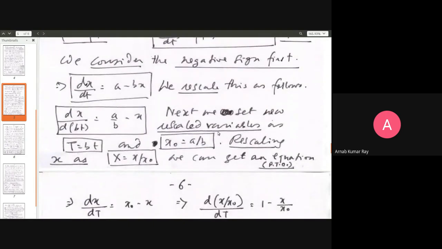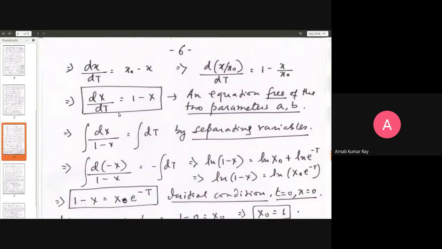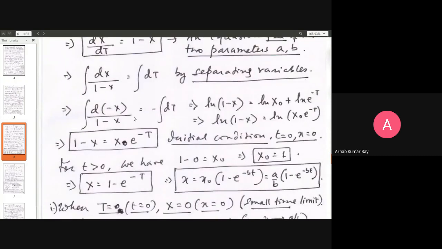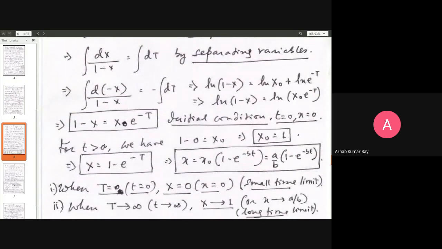So we freed this function of all parameters and got a parameter-free equation, an equation free of the two parameters a and b. Then we carried out separation of variables. There's an error over here. It should be t is equal to 0.